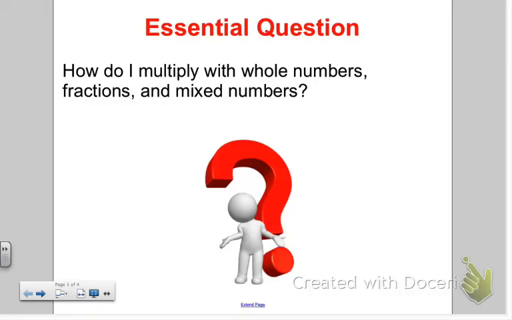Okay, we're going to continue to answer the question, how do I multiply with whole numbers, fractions, and mixed numbers? Now, in the last lesson, I only had you multiplying fractions and whole numbers. There were no mixed numbers involved. That's what we're going to focus on today.